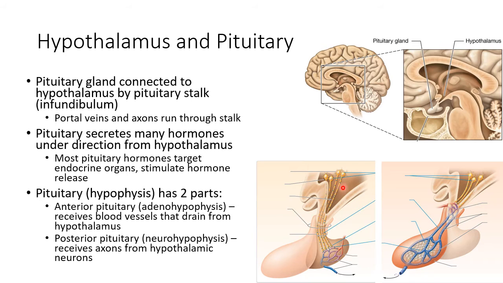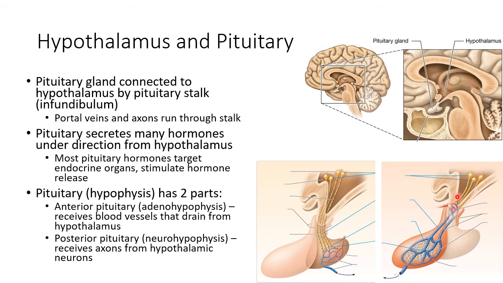That would be synthesized by these neurons and then travel down the axon, and it's going to be released into the blood vessels in the posterior pituitary. So hormones that are released from the posterior pituitary are actually being made by neurons in the hypothalamus. They just happen to be released at the posterior pituitary.